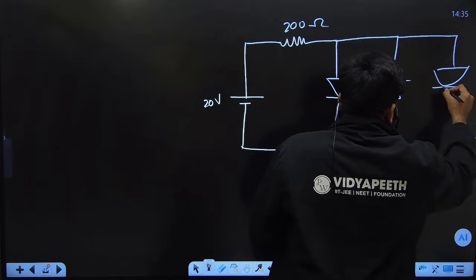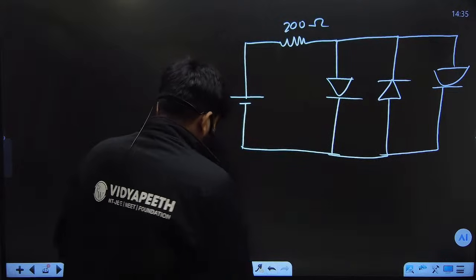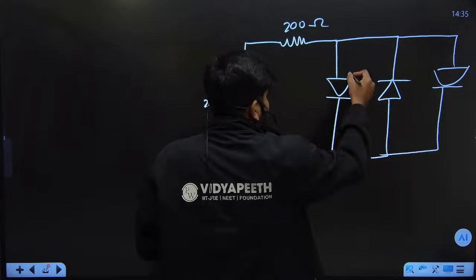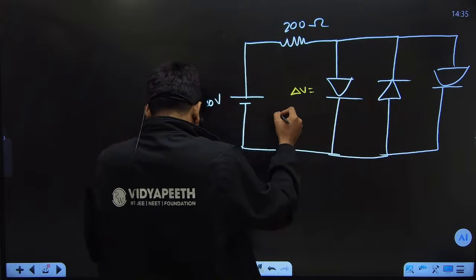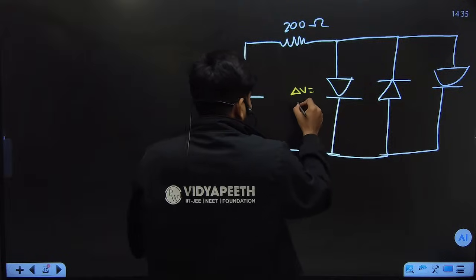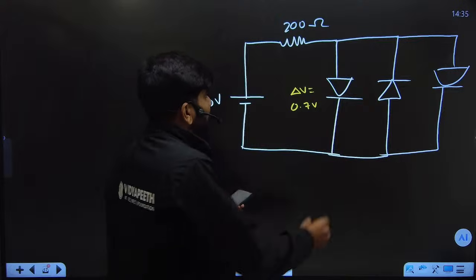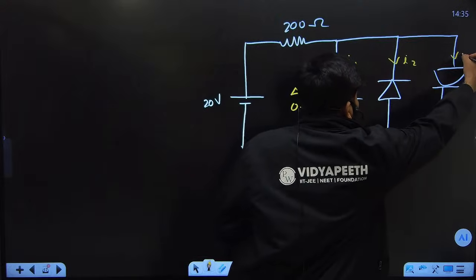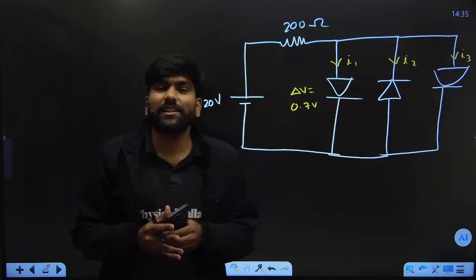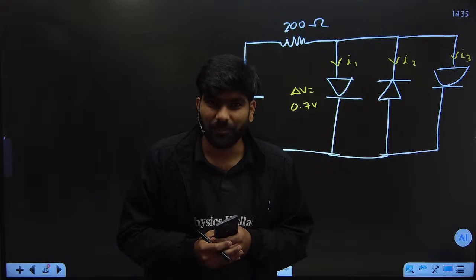What they are asking in the question is, if each diode has a threshold potential of 0.7 volt, then how much current is going to be in all the three diodes? So we have to basically find the currents flowing through the three diodes. Now in the options we have the three currents. In order, we have to select the correct option.